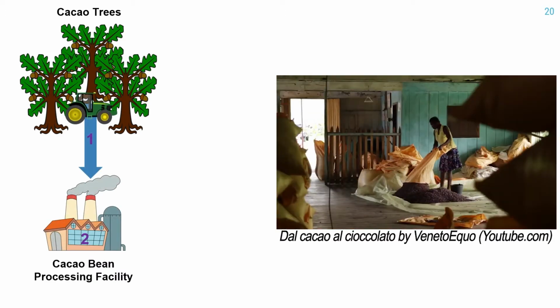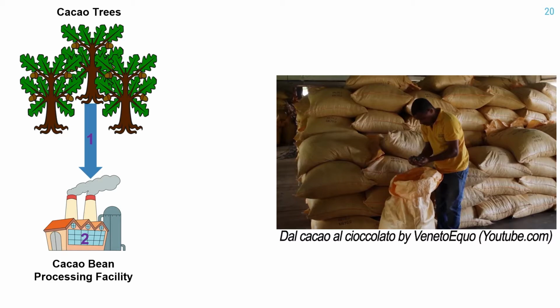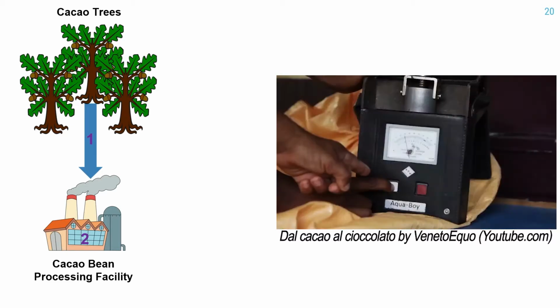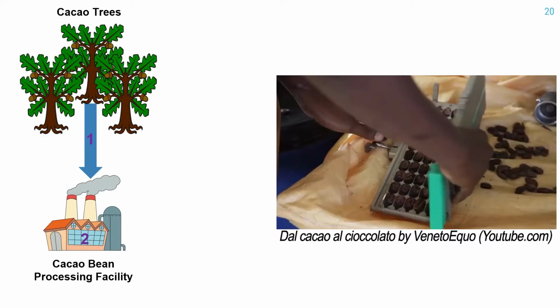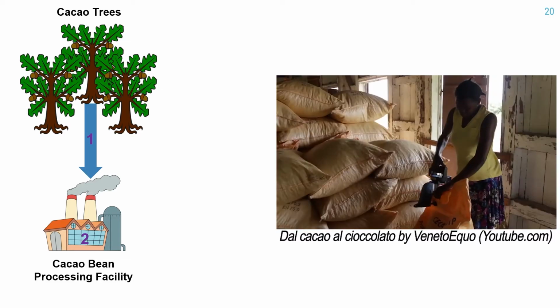Next, farmers take the beans to a local processing facility that inspects them, processes them, and packages them for sale. Again, value is added as the beans are now in a state ready to be sold and shipped to business customers. But there are still some more steps needed before they can be used to create our chocolate.